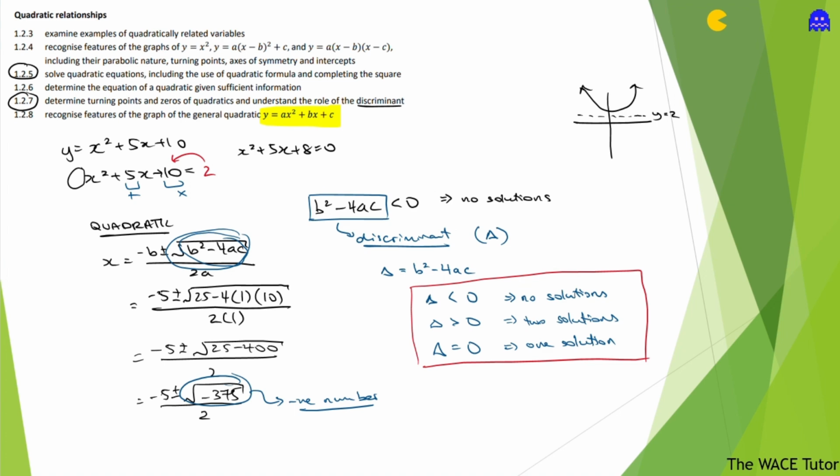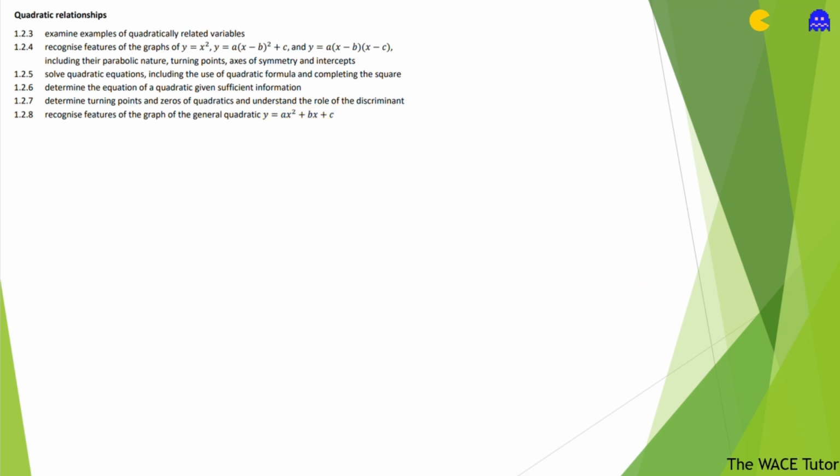All right. Cool. So we've looked at solving quadratics. We've looked at the quadratic formula. We've looked at completing the square. We've looked at solving. We've looked at turning points. We've understood the role of the discriminant. We've looked at quadratically related variables, obviously. All right. So now I think it's time we move on to the graphic Cartesian representation.